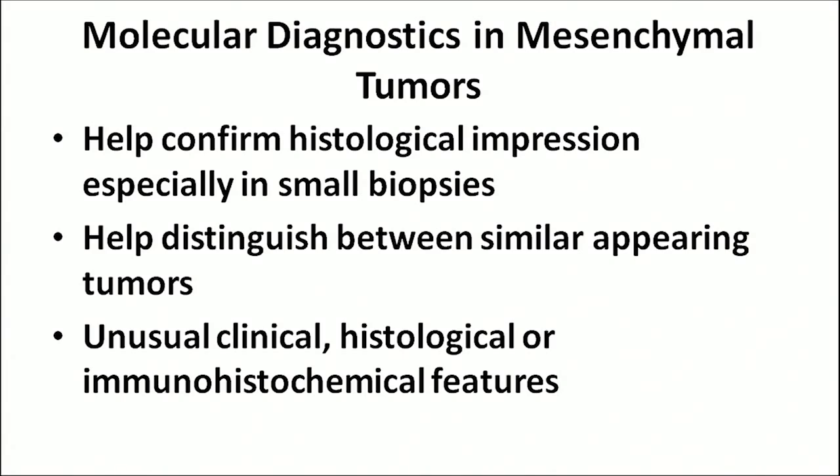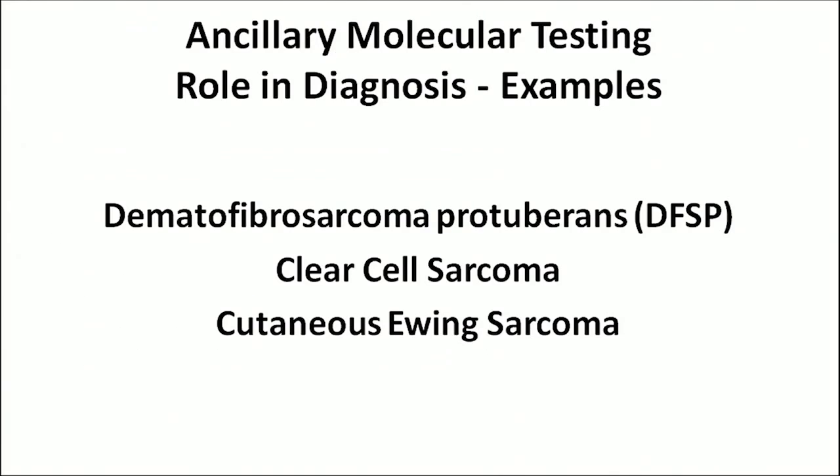So why do you want to use molecular diagnostics in mesenchymal tumors? Well, they can help you confirm your histologic impression, particularly in small biopsies, which make the field more challenging. You can distinguish between similar appearing tumors, and you can also confirm tumors that have unusual clinical, histological, or immunohistochemical features, and we'll talk about some examples of those. Such testing can also help you distinguish between a tumor that would be benign versus a more malignant behaving tumor. The examples we'll go through quickly here will be DFSP, clear cell sarcoma, and cutaneous Ewing sarcoma.